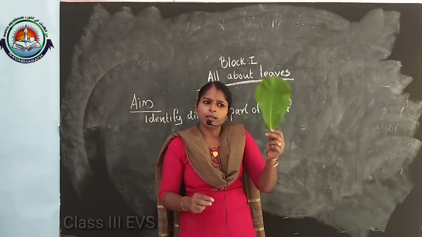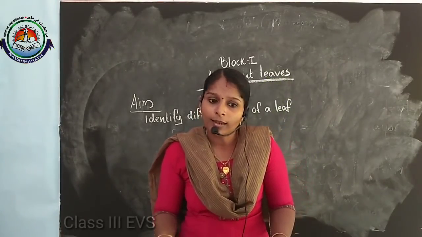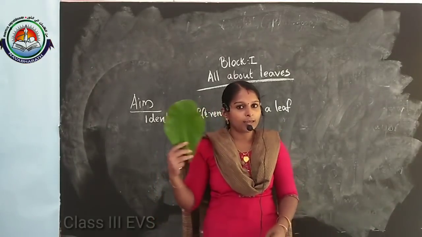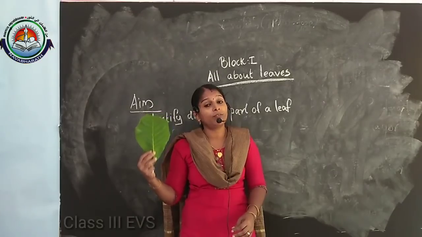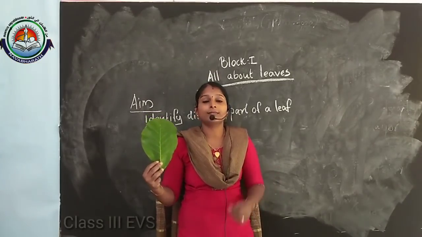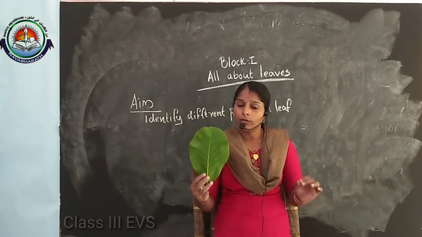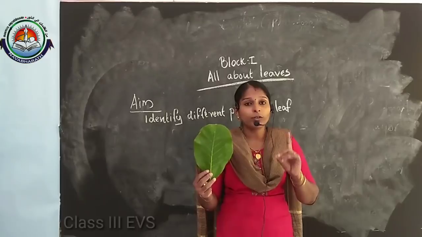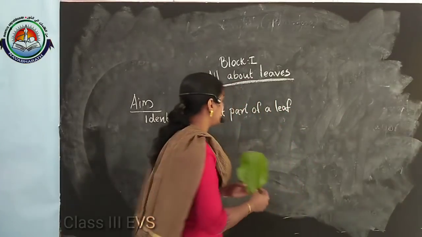We know the green and flat part of a plant is called leaf. Isn't it? Green in color and flat. So the green and flat part of a plant is called leaf. Now we are going to learn about the different parts of leaves. For that I am going to draw one leaf on the board.